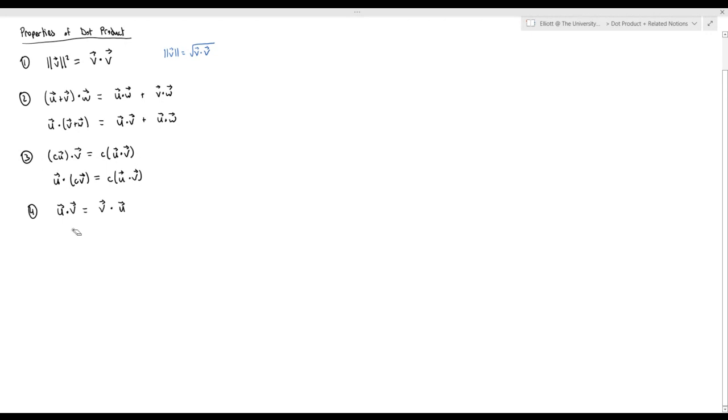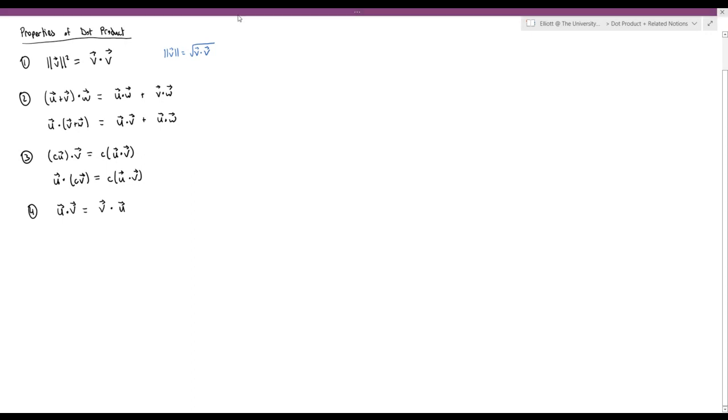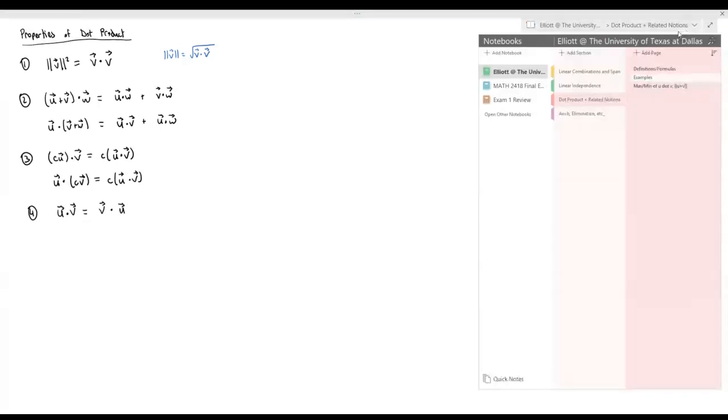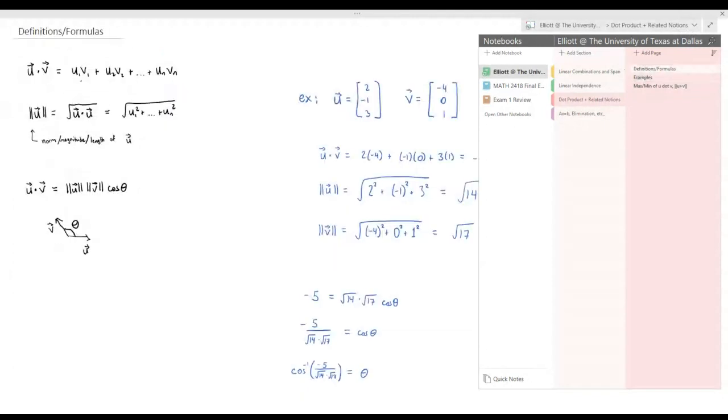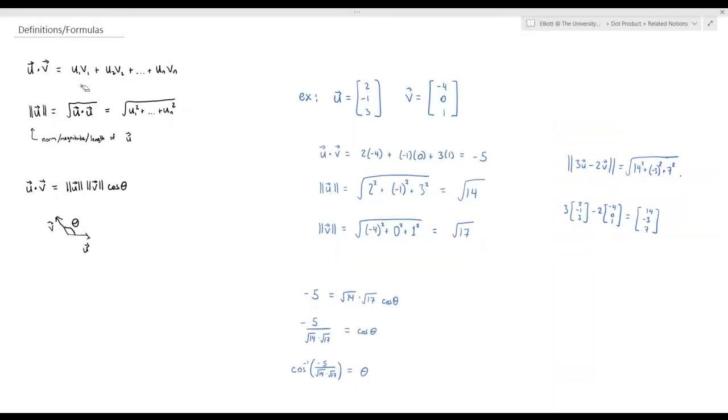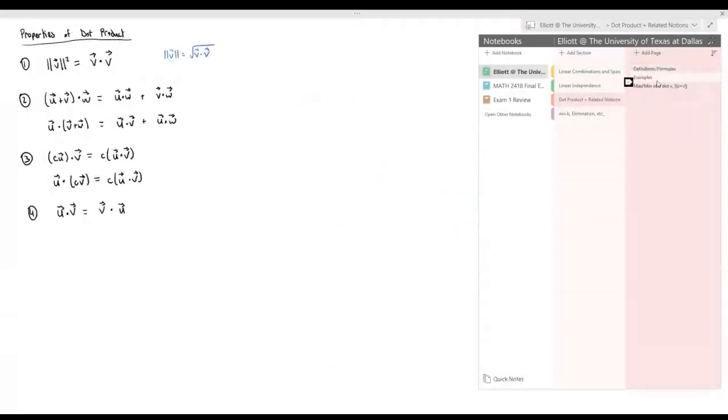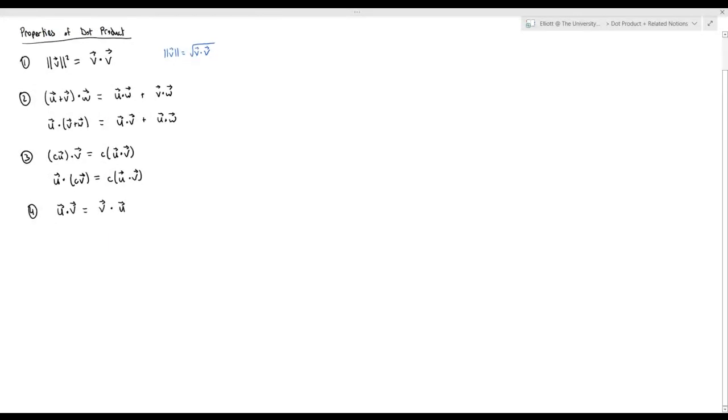Last property, it's worth mentioning that u dot v is the same as v dot u. If you think about the formula for the dot product, it's pretty clear that if you interchange u and v, you would still get the same answer in the end. So u dot v is the same as v dot u. I wanted to do some examples that involve these properties, so let me start with this example here.